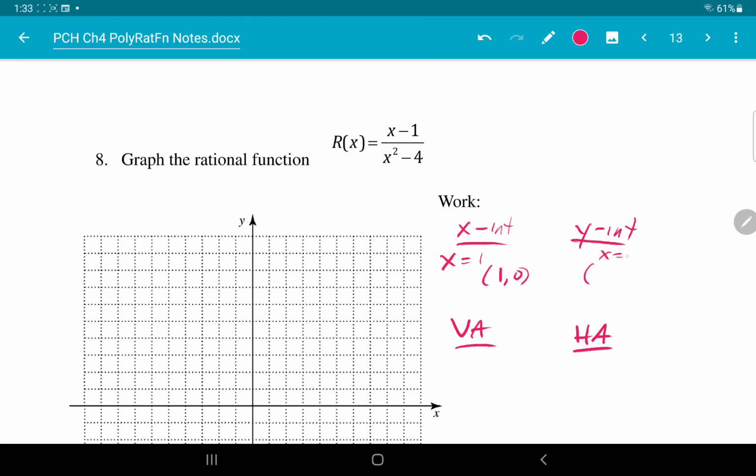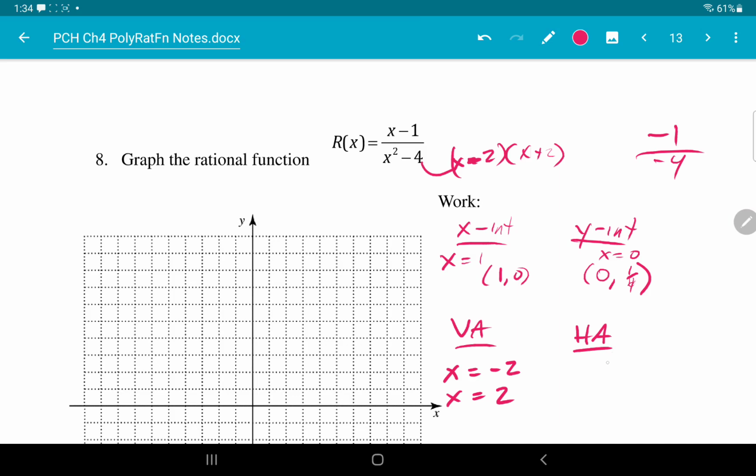The y-intercept is when x is equal to 0, so you'll get negative 1 over negative 4, so we'll get 1/4, (0, 1/4). Alright, vertical asymptotes occur at the difference of squares, which is x minus 2 and x plus 2. Therefore, we have vertical asymptotes at negative 2 and also positive 2. The horizontal asymptote occurs, oh, look at this. We have a degree on the numerator that is less than the degree on the denominator. That shows us we get y equals 0.